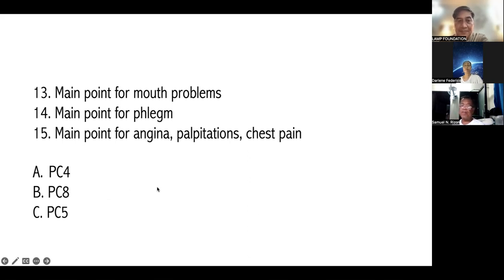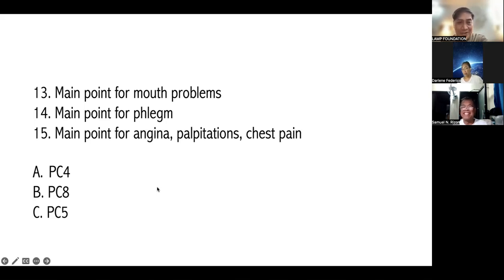Yes, the main point for mild problems was actually mentioned earlier. It's pericardium 8, because it's a fire. And then the main point for phlegm is PC5, pericardium 5. Morning sickness, diba? Okay, I have another one for you. What's the best point for motion sickness, jet lag?